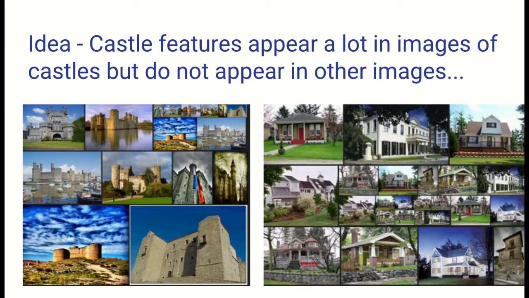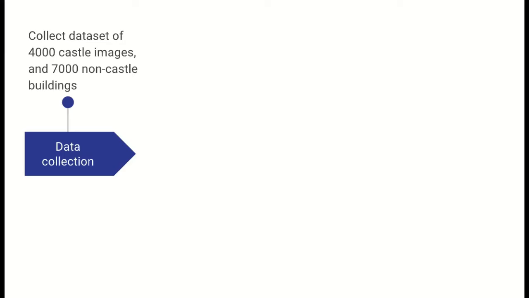The idea is very simple. It is almost tautological. Castle features appear a lot in images of castles, but they do not appear a lot in images of non-castles. Our process is as follows.